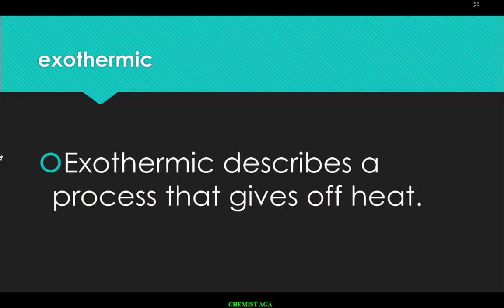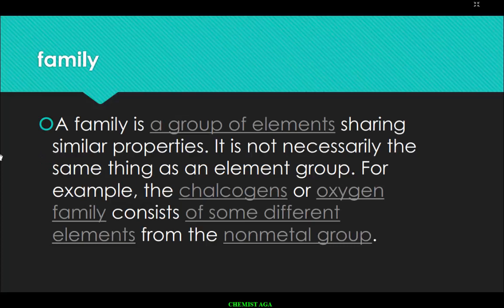Exothermic. Exothermic describes a process that gives off heat. Family. A family is a group of elements sharing similar properties. It is not necessarily the same thing as an element group. For example, the chalcogens or oxygen family consists of some different elements from the nonmetal group.